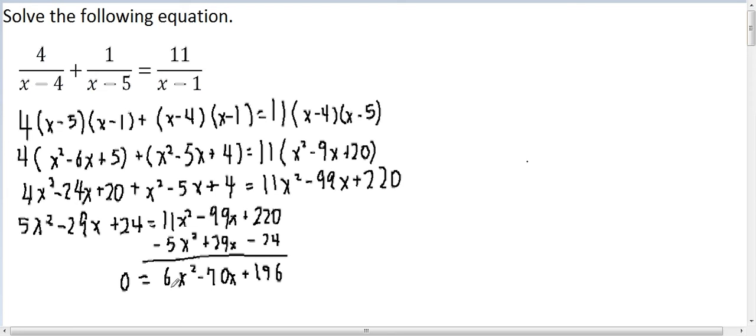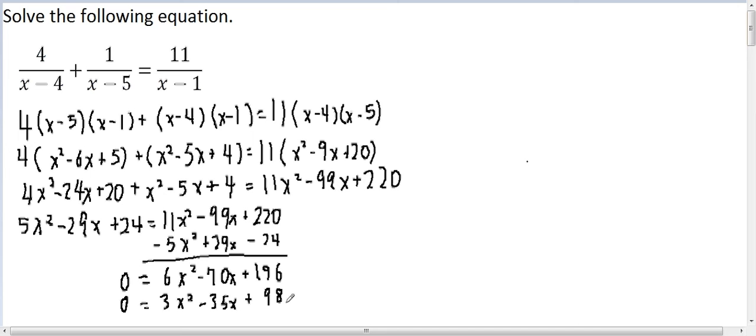And if I look at the coefficients on the right hand side, 6, minus 70, and 196, they all have a factor of 2 in common. So I can go ahead and divide this equation through by 2, and that gives us 0 is equal to 3x squared minus 35x, and if we divide 196 by 2, we get 98. So we need to solve the equation 3x squared minus 35x plus 98 is equal to 0 for x.